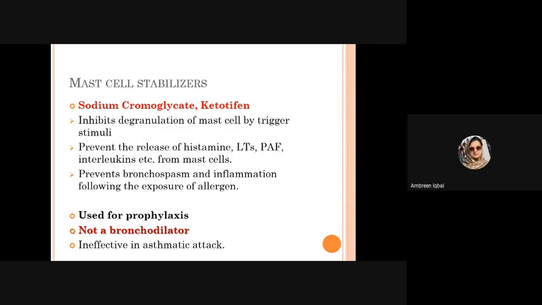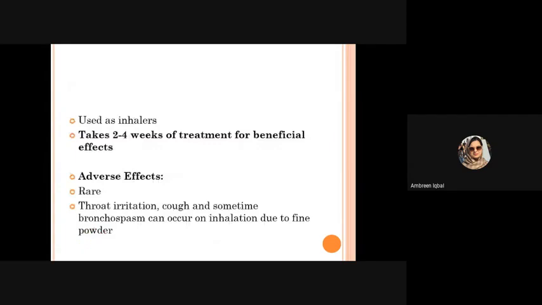In this way, it is going to prevent the bronchospasm. It is going to prevent the inflammation following exposure to an allergen. So it is also used for prophylaxis, but it is also not a bronchodilator. Corticosteroids and mast cell stabilizers are not bronchodilators, so they are ineffective in an asthmatic attack. They are used as inhalers. They take 2 to 4 weeks of treatment for a beneficial effect. Adverse effects are very rare: slight throat irritation, cough, and sometimes bronchospasm can occur due to inhalation of the fine powder of the inhaler.